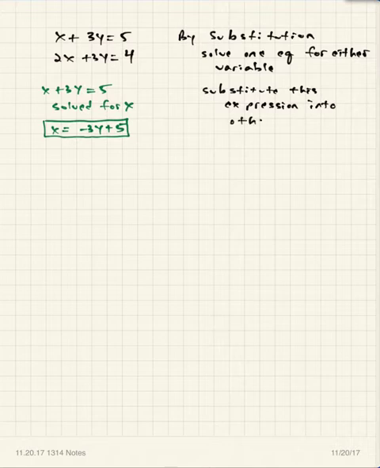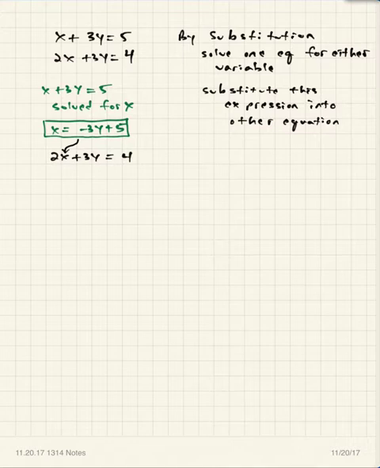Okay, so that's what we're going to do. We're going to take the other equation and write it down again, trying to keep things straight as best we can. So here's my other equation: 2x plus 3y equals 4. And what I'm going to do is substitute this expression in place of x.